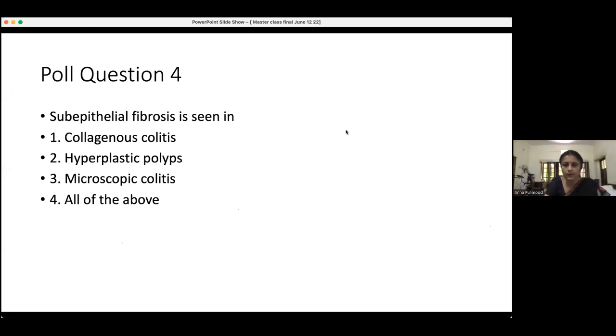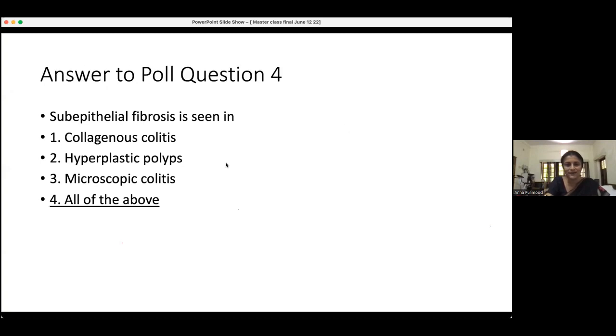Okay, so I think most of them have got the right answer of all of the above, but it's just a slightly tricky question because I don't know how many of you know that microscopic colitis actually has two disorders in it. One is collagenous colitis and one is lymphocytic colitis. So collagenous colitis definitely has subepithelial fibrosis. Since collagenous colitis is one of the disorders of microscopic colitis, that also has subepithelial fibrosis.